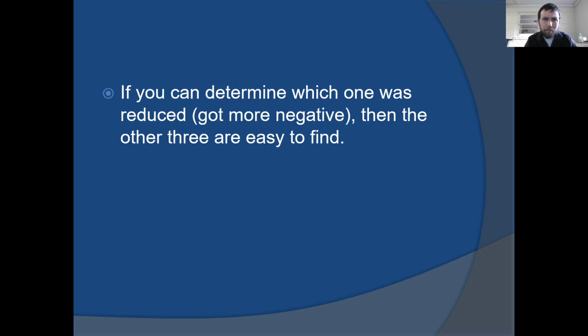When we think about this, if we can determine one of those pieces of information, if we can figure out what was reduced or what was oxidized, that's going to help us determine what other substance was then oxidized or reduced, and which one is the oxidizing and the reducing agent. Once we can figure out one of these things, the other pieces fall into place pretty easily.